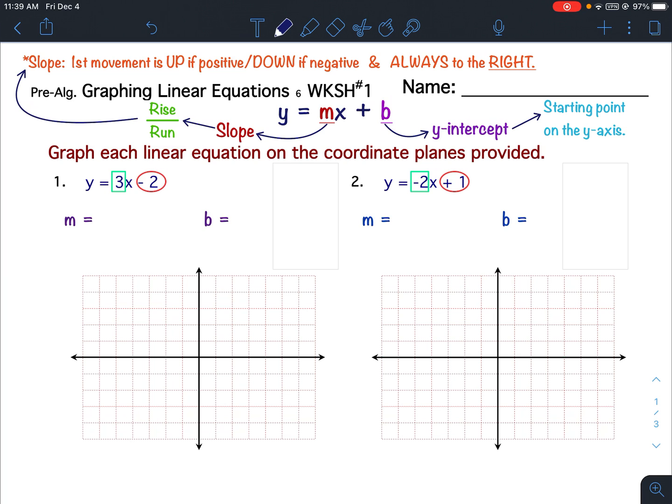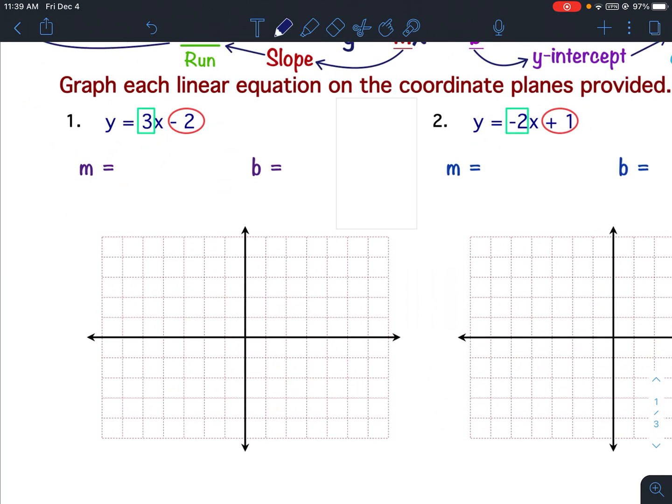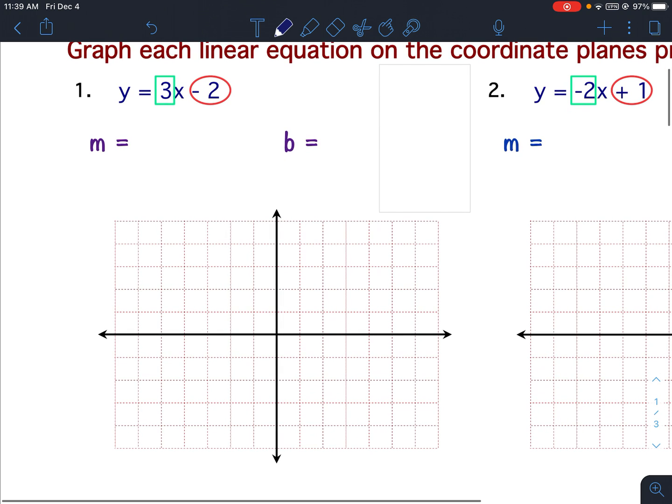So let's look at question number 1. I already boxed the slope. Our slope for this problem is 3. And our y-intercept is at the end. And notice how I circled the negative with the 2. That's because that minus 2 means it's a negative 2. So our y-intercept is negative 2.